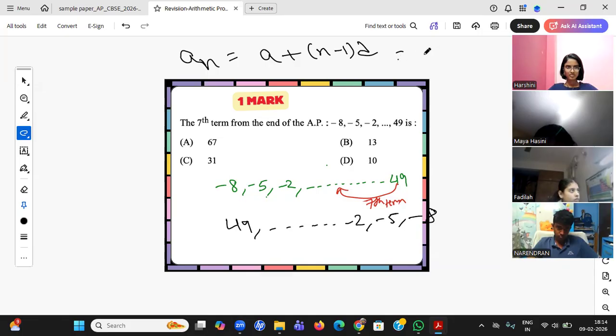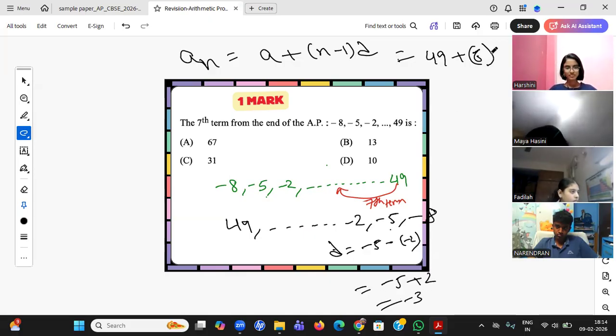A is 49, plus seventh term is asking, 7 minus 1 will be 6. Difference, student, you see minus 5. D equal to minus 5 minus of minus 2. Minus 5 plus 2 is minus 3. So the difference is minus 3. 49 minus 18, that will be obviously 31 should be your answer. Okay, very good. Yes, now I'm getting answer.